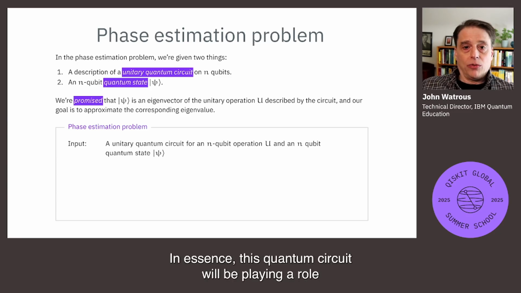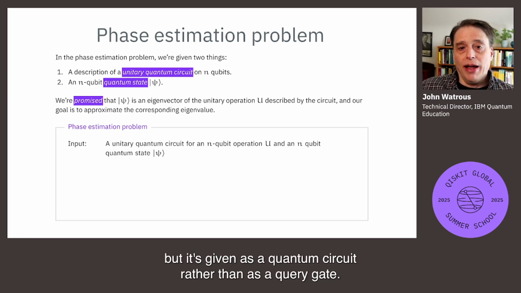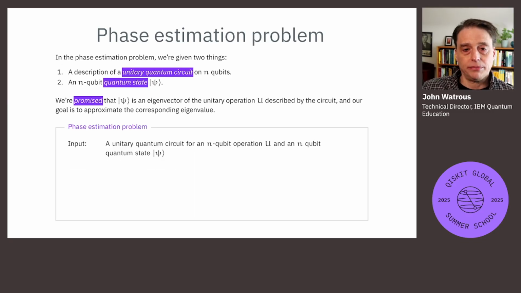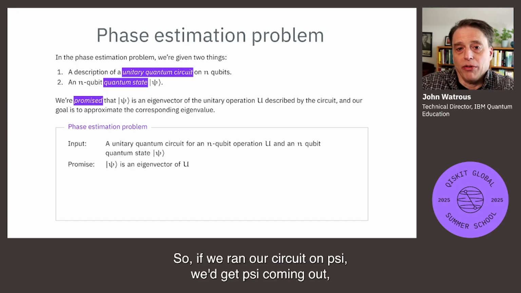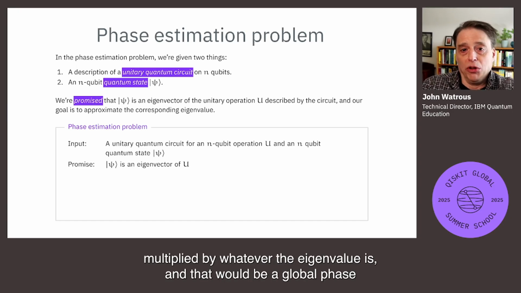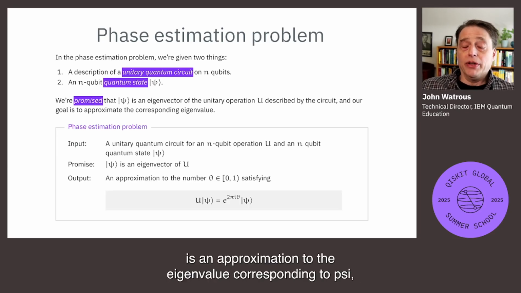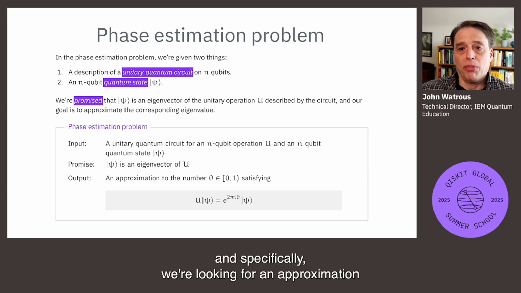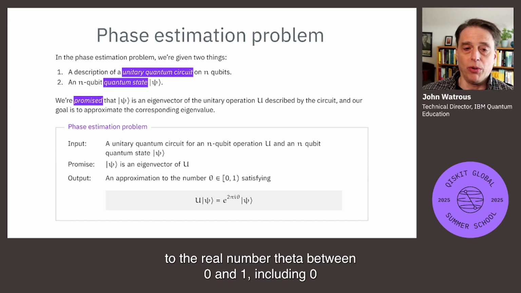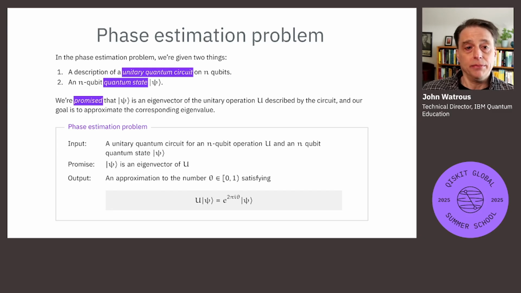In essence, this quantum circuit will be playing a role that's similar to the oracle in Deutsch's algorithm, but it's given as a quantum circuit rather than as a query gate. The promise, as I've already stated, is that psi is an eigenvector of U, so if we ran our circuit on psi, we'd get psi coming out multiplied by whatever the eigenvalue is, and that would be a global phase in this situation. And finally, the output of the problem is an approximation to the eigenvalue corresponding to psi, and specifically, we're looking for an approximation to the real number theta between 0 and 1, including 0, but not including 1, that satisfies the equation that's shown on the slide.